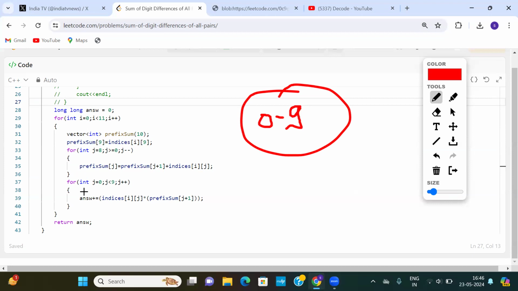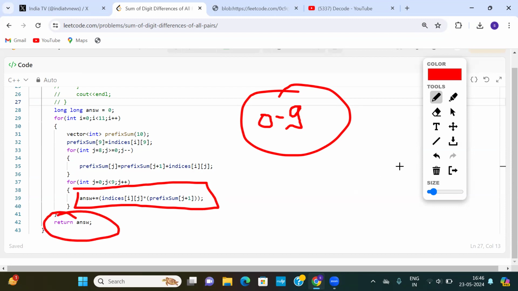Now for int j equals 0, j less than 9, j plus plus: answer equals answer plus indices at the index of i, j multiplied by prefix sum at the index of j plus 1. So this is going to store the digit difference, and we will keep on summing it up, and at the end we are going to return answer. So in our answer we will have the digit difference for all the numbers, which we need to return at the end. So I hope the question is clear to you all.